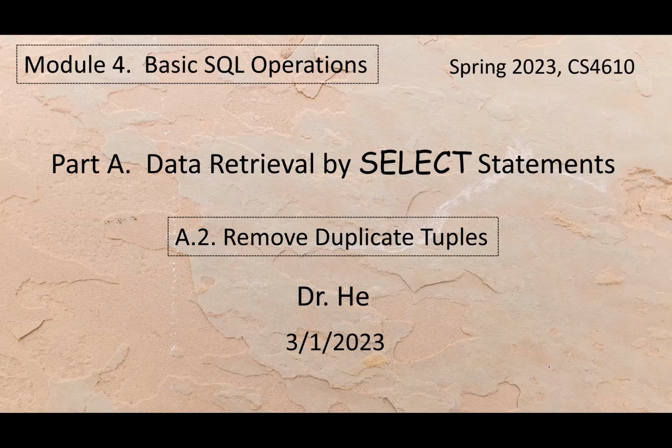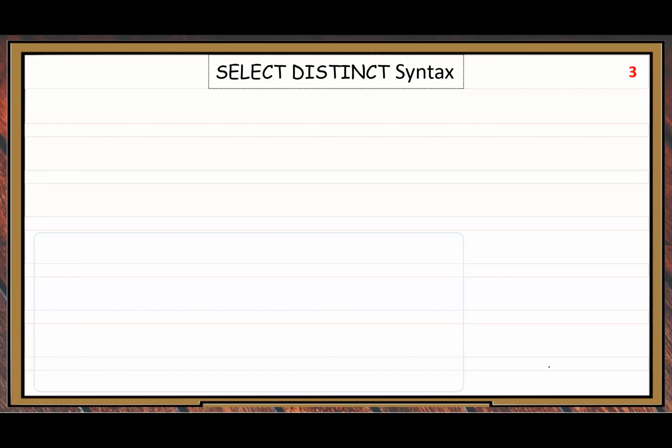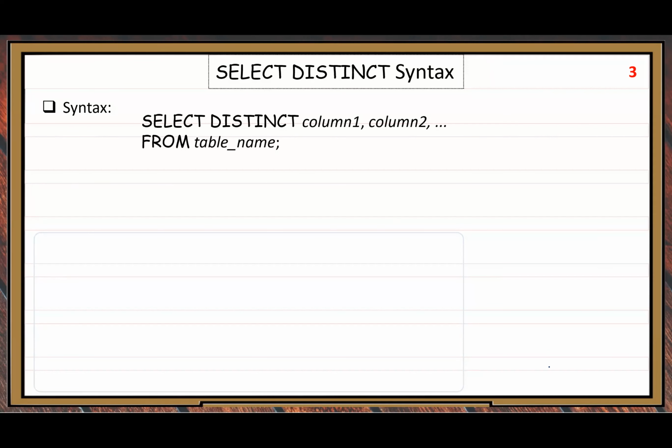All right, 8.2, remove duplicate tuples. Here I just show you examples. Very simple SELECT DISTINCT syntax: after SELECT, you just put that DISTINCT keyword, then column 1, comma, column 2, and so on.